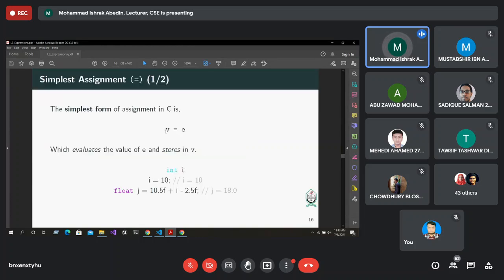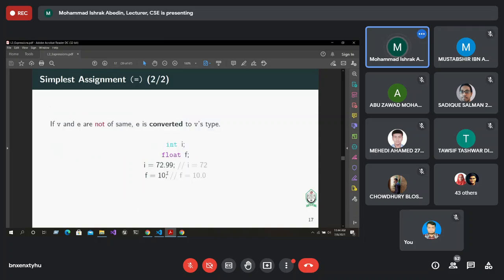The simplest form of assignment operator in C is v = e. This equal sign is the simplest assignment operator, where v is the variable and e is the expression. The simplest form can be like i = 10, where the value 10 is directly stored in the variable i, or it can also be a large expression that can be evaluated. The expression can even be larger than this one. It can be evaluated, and then the value that is evaluated is stored in the variable j. This is the expression, this is the variable.